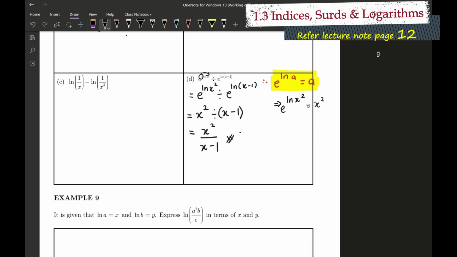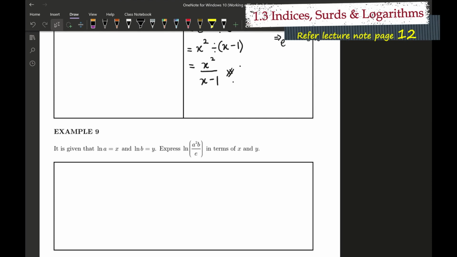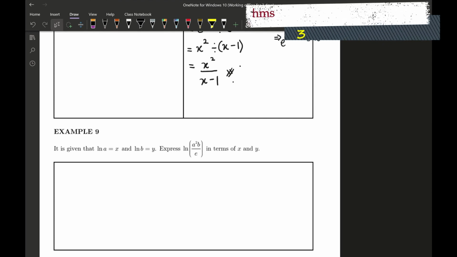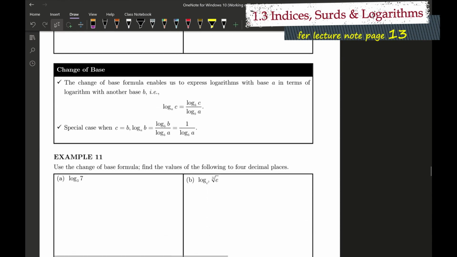So that's it. Please remember this formula, this one here. Put it somewhere so that you can remember it by heart as well. So we're done with example 8. For B and C, do it by yourself as usual. Example 9 also, you can discuss with your friends. I'm not going to discuss example 10 as well.